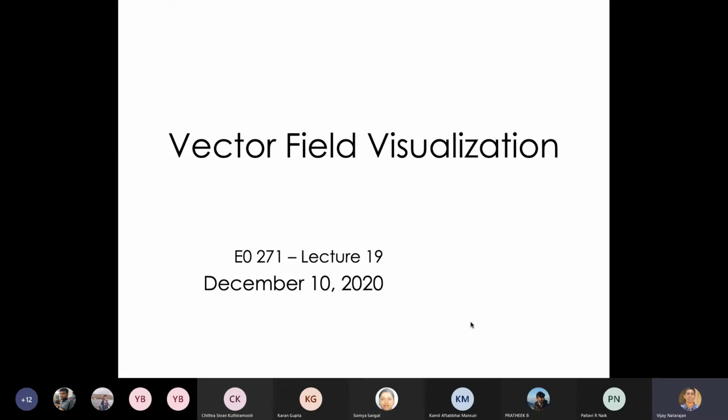Okay, let me begin. So the idea of this lecture is to introduce you to visualization techniques that focus on a different type of data, namely vector valued data. So far, we have looked at scalar valued data. The techniques for vector valued data, or vector fields, as they are called, are slightly different, as we will see.